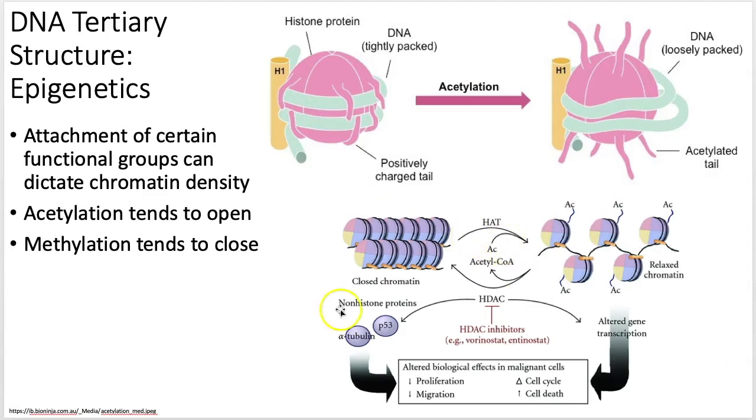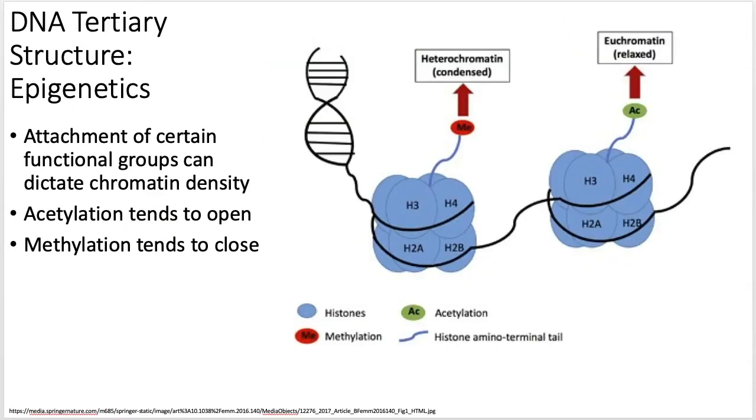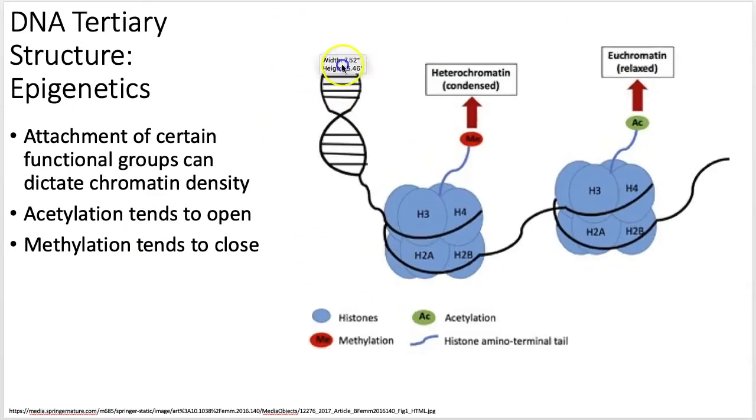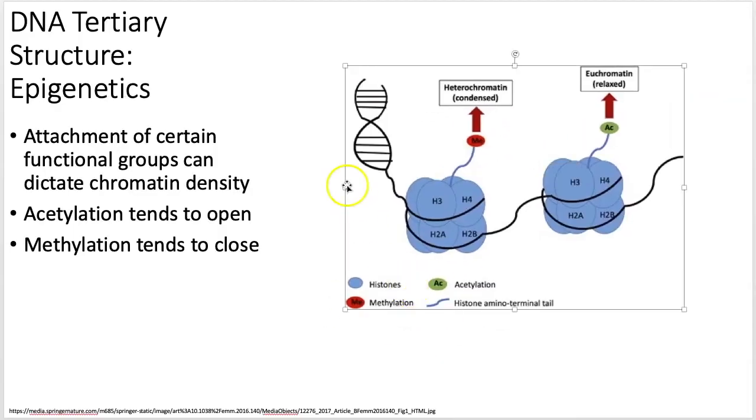Now, if acetyl groups tend to open the histones, then the opposite would, in general, be methylation. I apologize for the quality of this picture, but it was honestly one of the better ones I could find because it shows each histone protein piece. If you're methylated, you tend to be dense and condensed down. Here's an example. That's heterochromatin, which looks different from the other chromatin, the euchromatin.